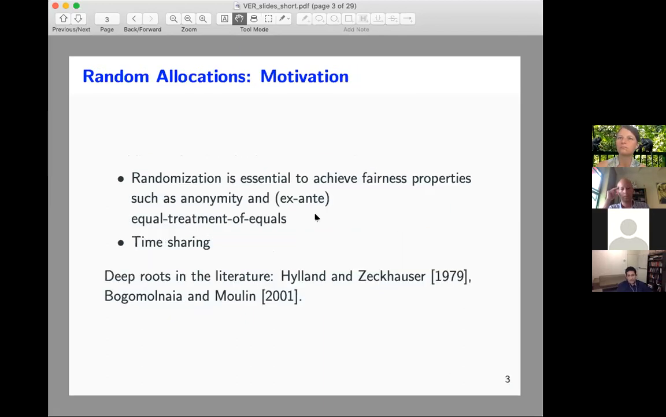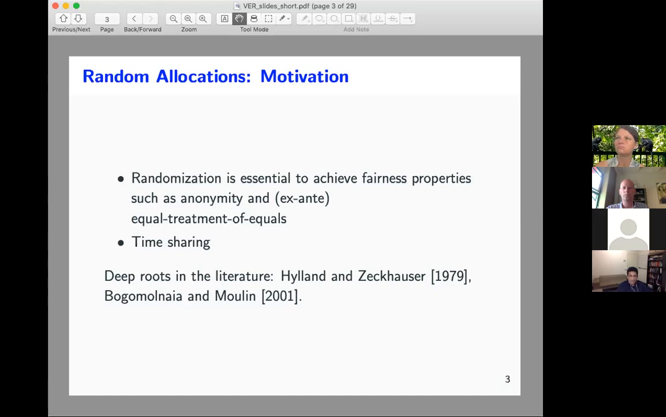Another bit of background for this work is that we are interested in probabilistic or random allocations, which specify the probability of an agent getting each item. Why should we care about randomization? Well, randomization is very important to achieve fairness properties such as anonymity and ex-ante equal treatment of equals. Mathematically speaking, specifying a probability of an agent getting a particular item can also be viewed as fractional sharing or time sharing. So it's important for problems where time sharing is involved.